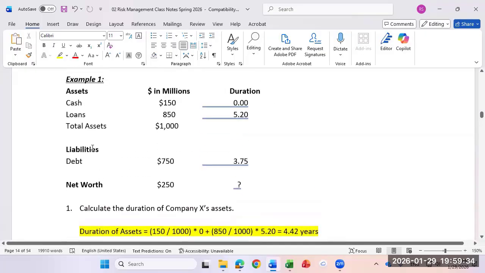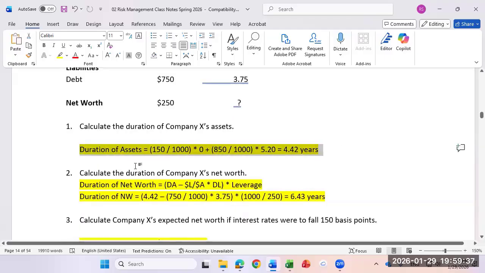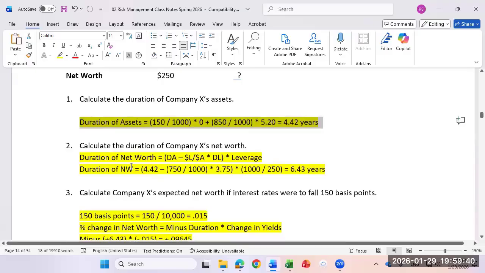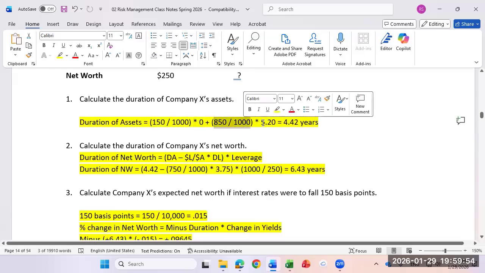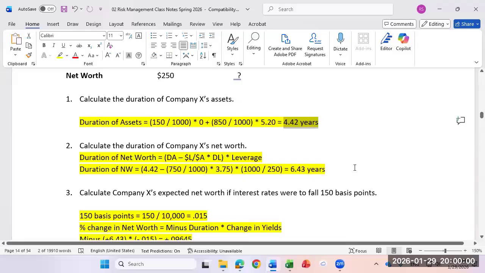So what is the duration of assets? It's pretty straightforward. This is true for your portfolio: the duration of your portfolio is just the weighted average of the durations of the individual pieces. So we had 15% in cash with a duration of 0, and 85% in loans with a duration of 5.2. So the duration of our assets was 4.42. I want to make sure everybody sees the math on that. It's a weighted average. You can't ignore the cash piece if you want to, because 0 is 0. Just say 85% is at 5.2, so that gives you 4.42.